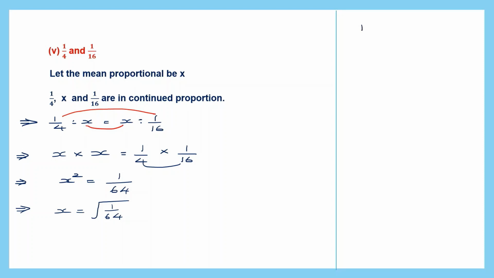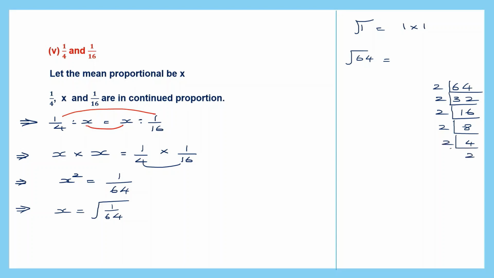The square root of 1 is only 1 because 1 into 1 will still give you 1. The square root of 64 is what we're going to find out. Let's find all the prime factors of 64. 2 3s are 6, 2 2s are 4. Now we have 32. 2 into 16 is 32. Then you continue. 2 8s are 16. 2 4s are 8. 2 2s are 4 and 2 1s are 2.